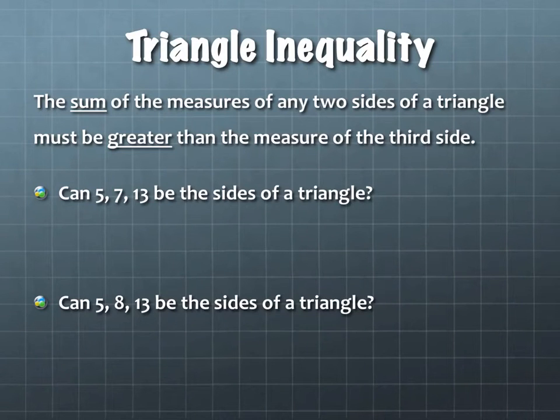A few other things in this section about linear measure. It's about distances. We're going to talk about the triangle inequality. The triangle inequality says that the sum of the measure of any two sides of a triangle must be greater than the measure of the third side.